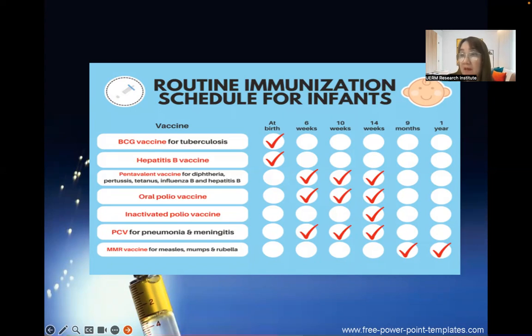On the other hand, mumps can cause headache, malaise, fever, and swollen salivary glands. Complications can include meningitis, inflammation of the testicles, and deafness. Rubella infection in children and adults is usually mild, but in pregnant women, it can cause miscarriage, stillbirth, infant death, or birth defects in the eyes, ears, heart, and brain, which we call congenital rubella syndrome.